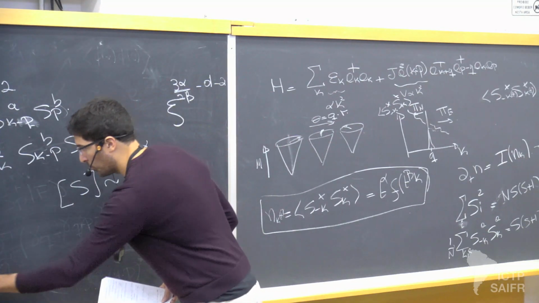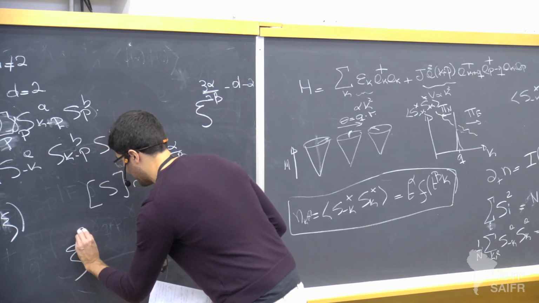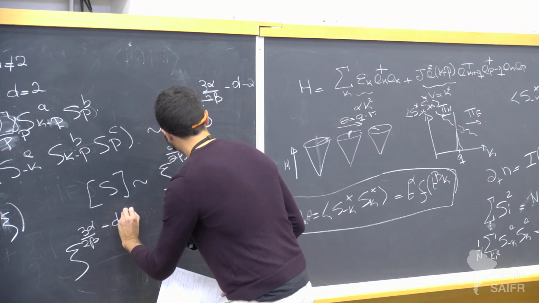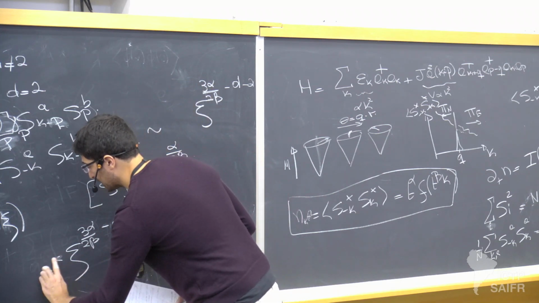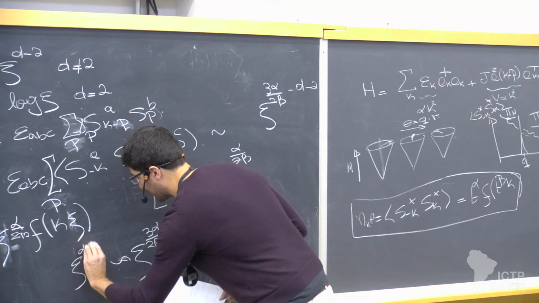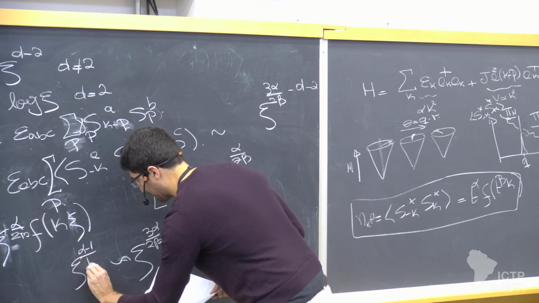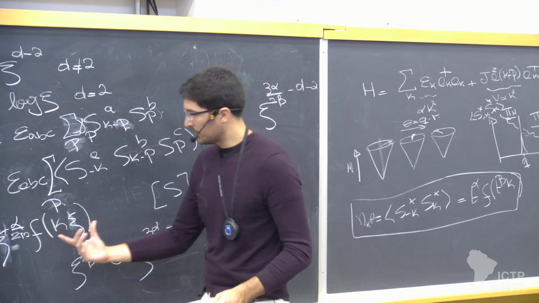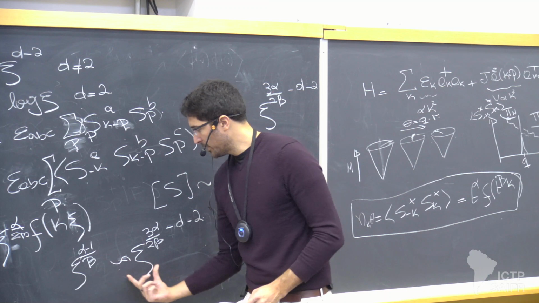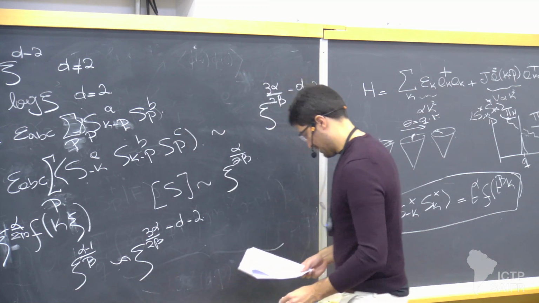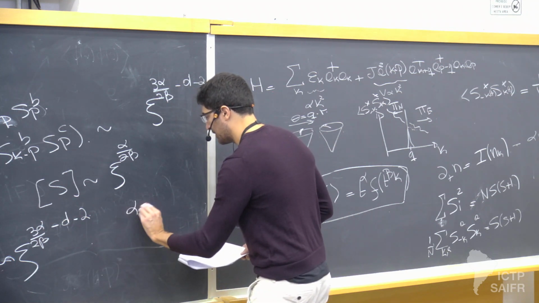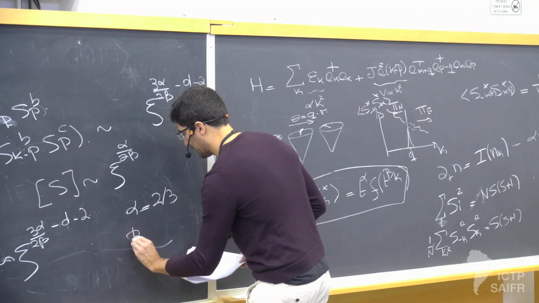So let me just equate both sides of the equation. This would be t to the 3 alpha over 2 beta minus d minus 2, and on the left-hand side, I would have t to the alpha minus 1 over beta. So essentially, assuming the scaling analysis, I'm equating both sides. I will get a relation between alpha and beta by assuming that they both scale the same with length. And at the end of the day, if you assume that this is a 2-dimensional system, what you will find is that alpha equals 2/3 and beta equals 1/3.